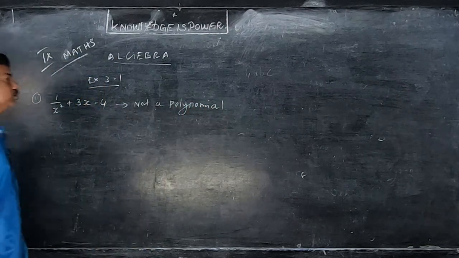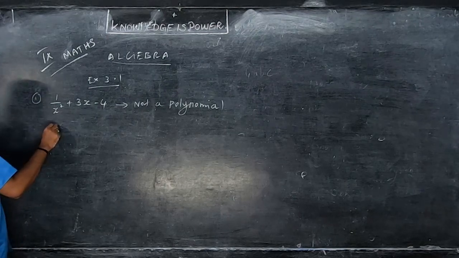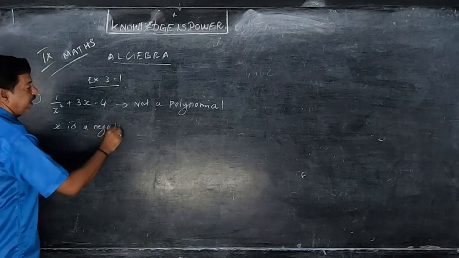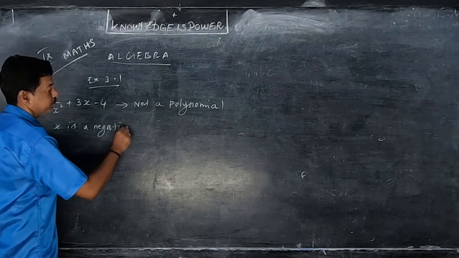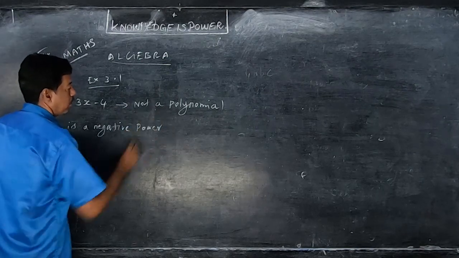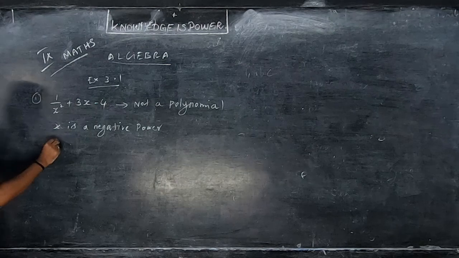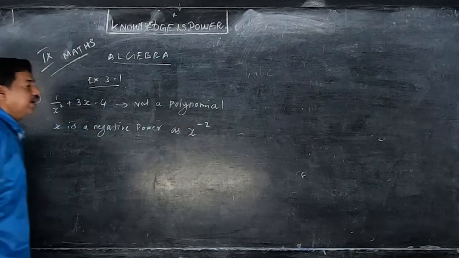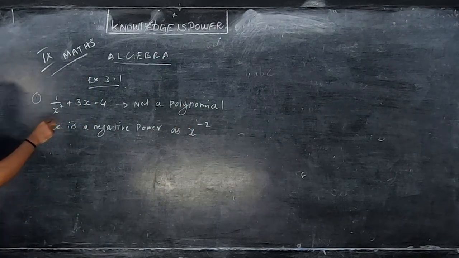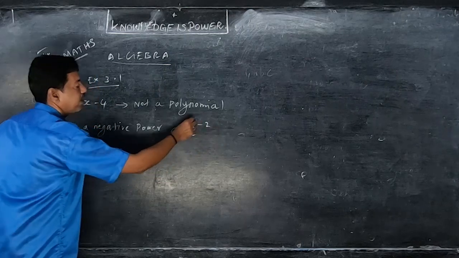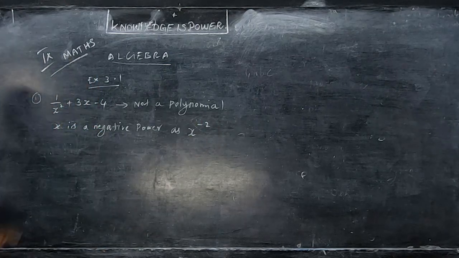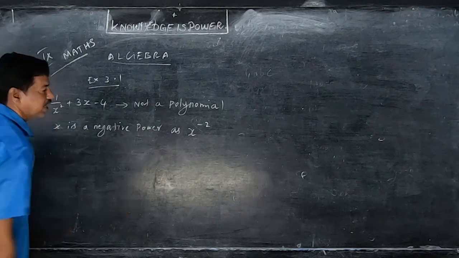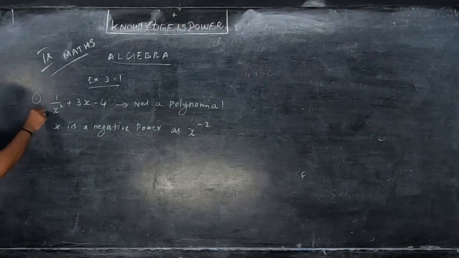The reason I told them, okay. So, the reason is what? X is a negative power. How can we tell this is a negative power? Because it will go to the upside as x minus 2. This should be a positive whole number, then only it is a polynomial. But it is not a polynomial. I gave the reason: x is a negative power as x minus 2. So this is the first Roman letter.